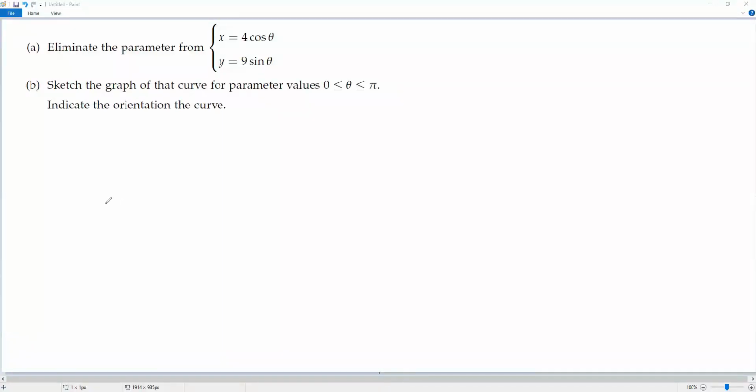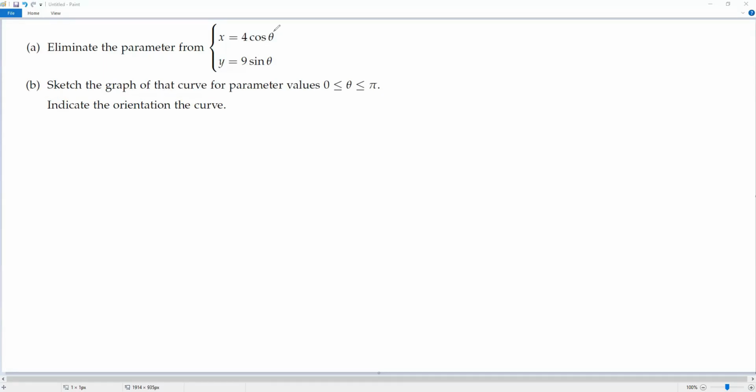Hi, here we have a problem on parametric equations. We have two parts. The first part is we have to eliminate the parameter from the given set of equations. And the second part is we have to sketch the graph of the curve. Okay, let's do the first part.